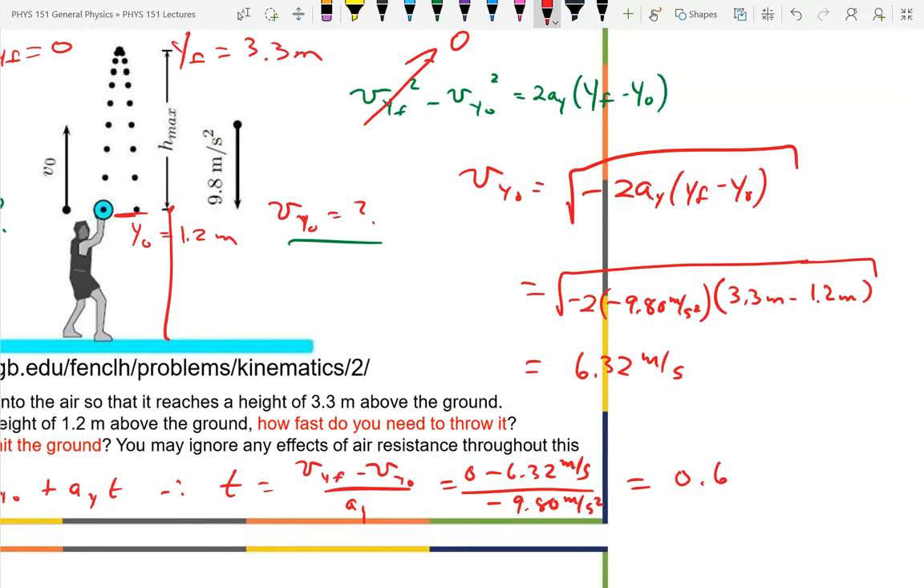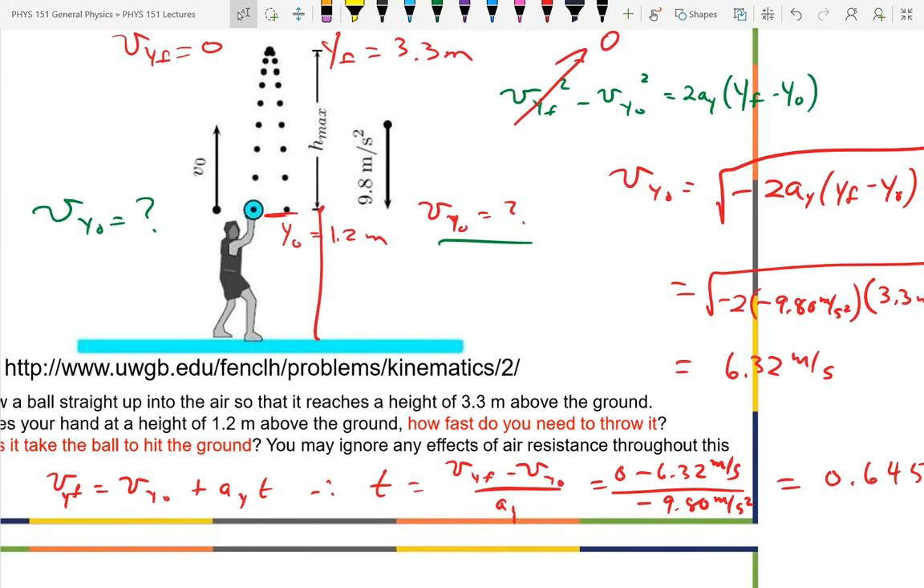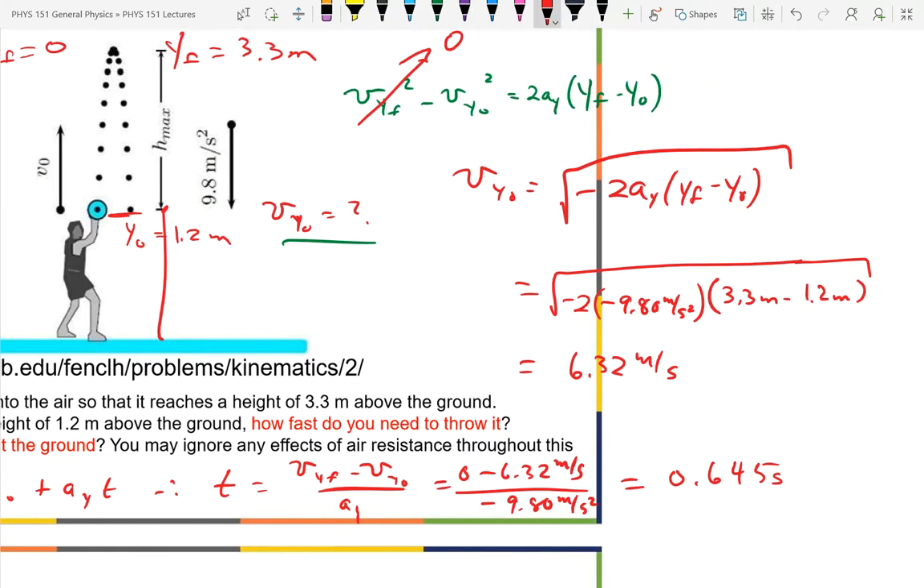Zero point 6 what? 6.4? 6.4 what? It's 6.45. 6.45, okay. Since I have 3 significant digits, I'm sticking with the 3 significant. Oh, wait, no, I don't have 3 significant digits. I have only 2 digits in these numbers, so I only have 2 digits. 6.3 is the correct answer.